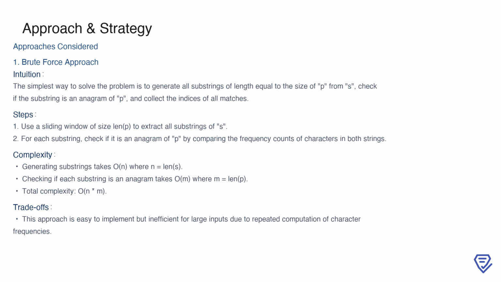However, while this approach is conceptually straightforward, it is computationally expensive. Generating all substrings requires O(n) time, where n is the length of S, and for each substring, checking if it's an anagram involves comparing character frequencies, which takes O(m), where m is the length of P. This results in a total complexity of O(n*m). While easy to implement, this approach becomes inefficient for larger inputs due to the repeated recalculation of character frequencies for each window of the string.